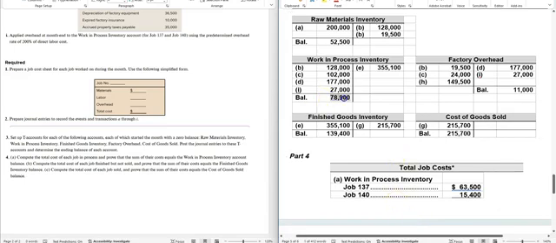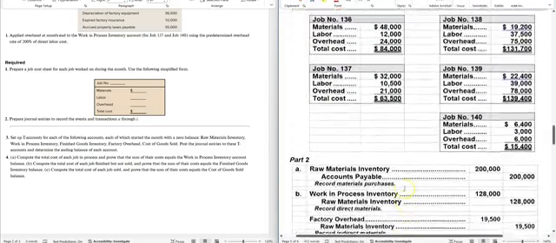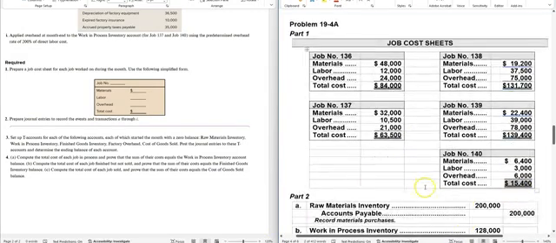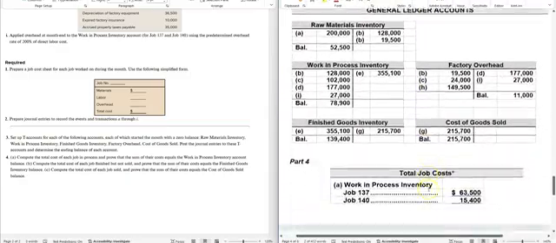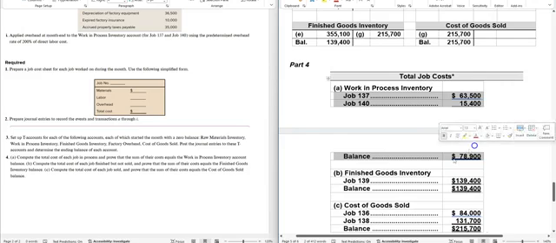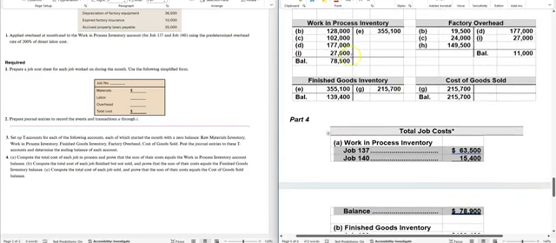So work in process. There's only two jobs that were still in process at the end of the period. Jobs 137 and 140. Looking at their job cost sheets, these detail all of the costs that were recorded into the accounting system for those two jobs. And if I add up those costs, lo and behold, they agree with the current balance in work in process.